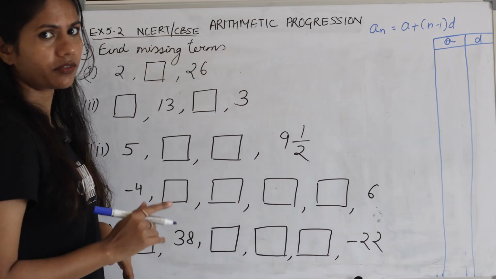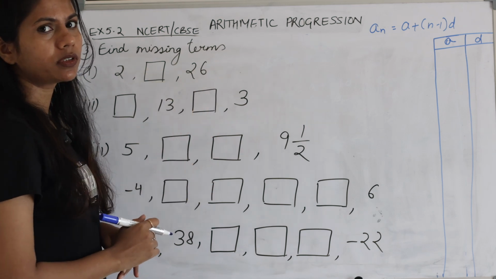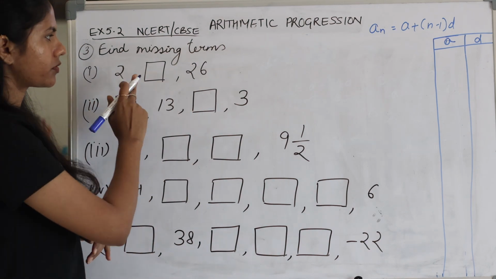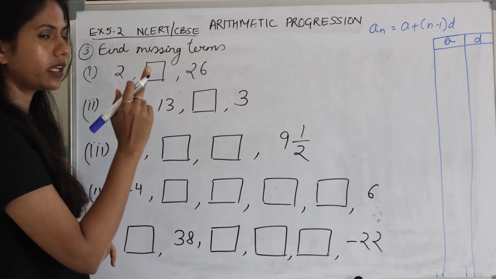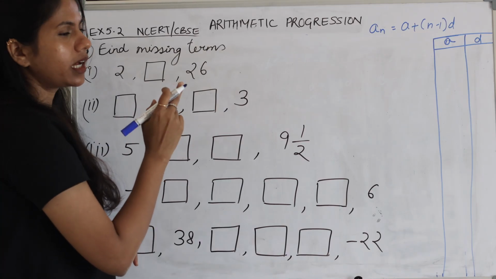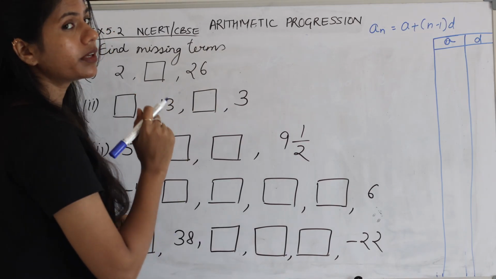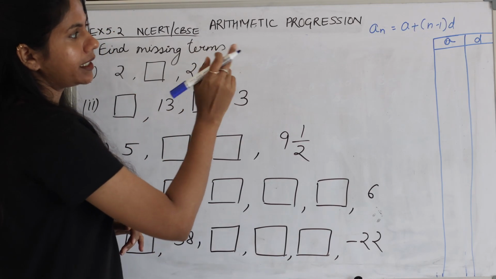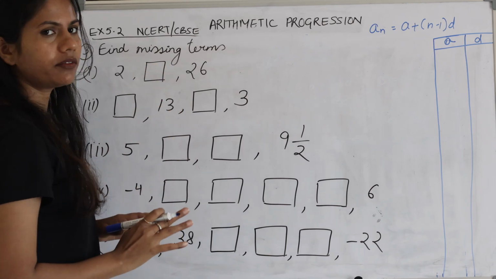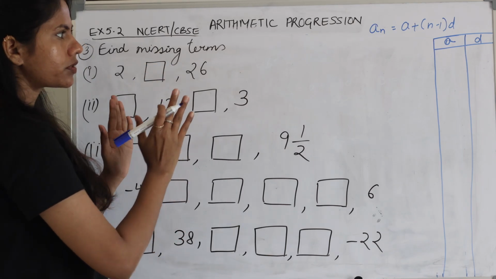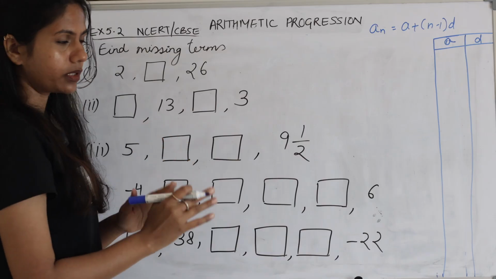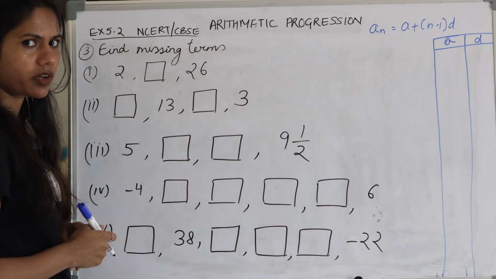Mainly, n will depend on which term you are finding. If it is the first term, n will be 1. If it is the second term, n will be 2. But we have to see a and d for all the series. Let's first note down all the a and d available, because in some there is no a available.